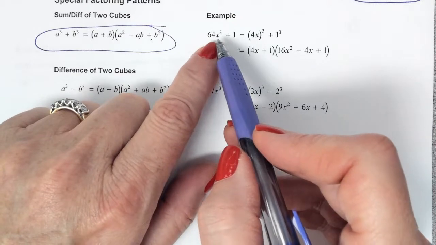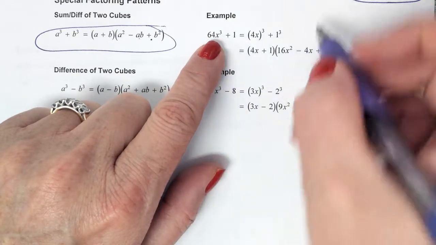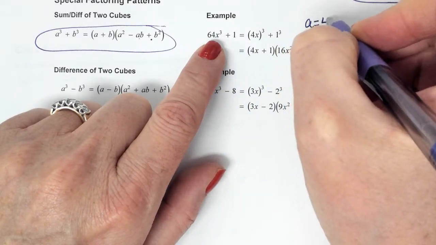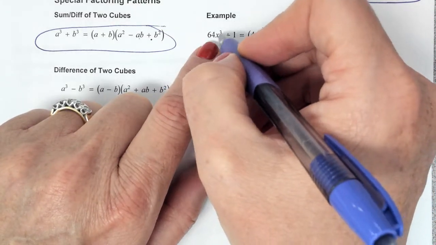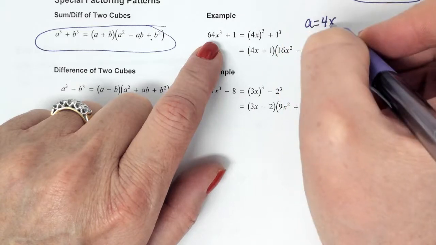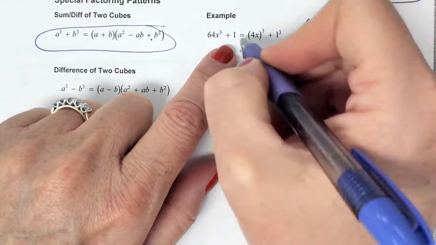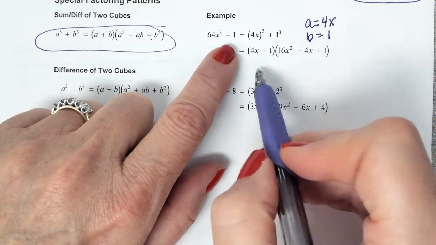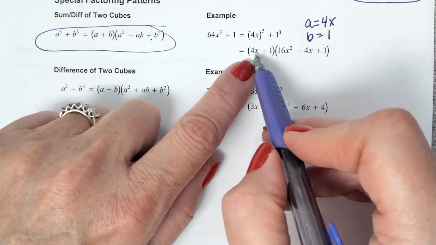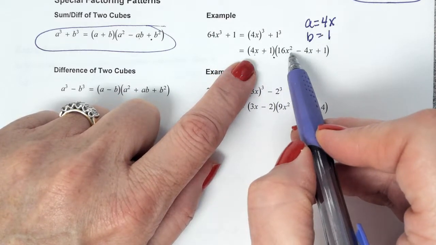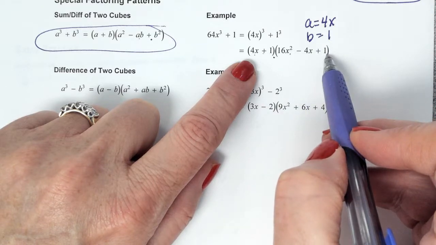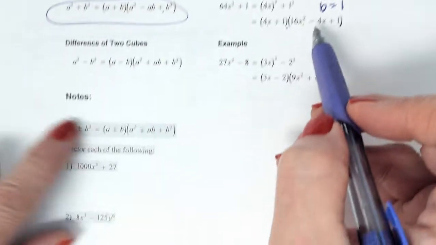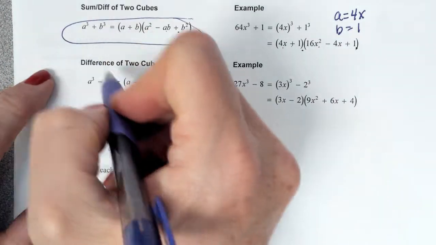In this case, whatever the cube root of 64 is, the cube root of 64 is 4. Cube root of x cubed is x. So my a is 4x. My b, the cube root of 1, is just 1. And now we apply the formula. So it's a plus b, a squared minus ab plus b squared. See how that worked?